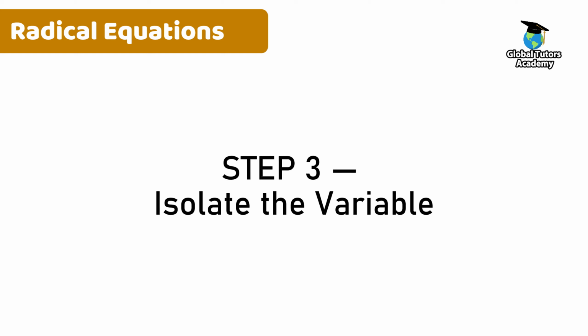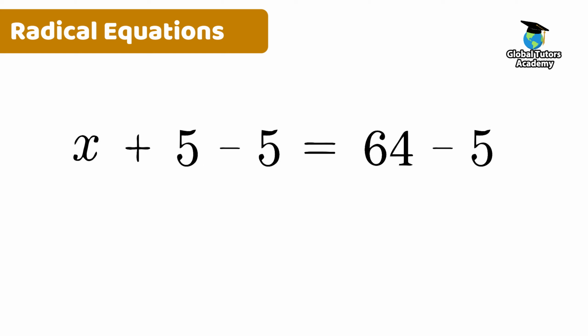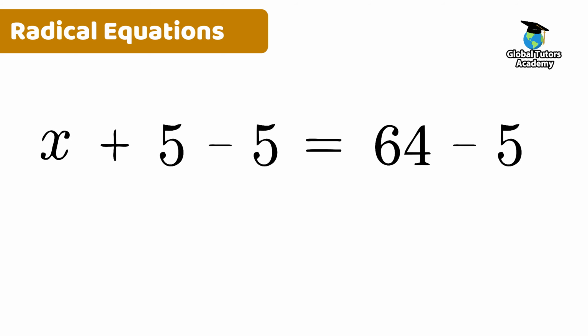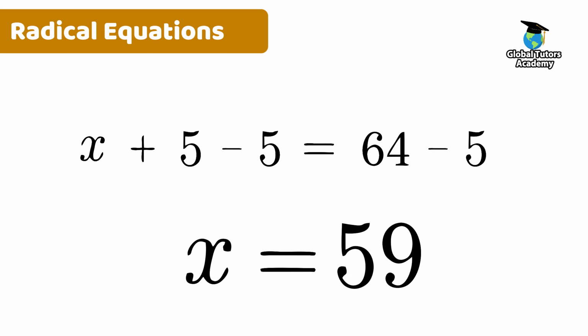Step 3. Isolate the variable. Now we isolate x by subtracting 5 from both sides. 64 minus 5 gives us 59.